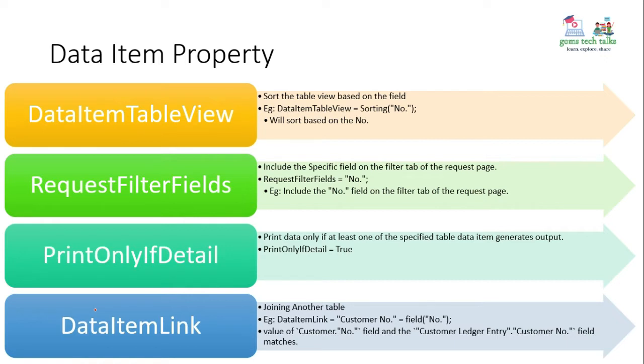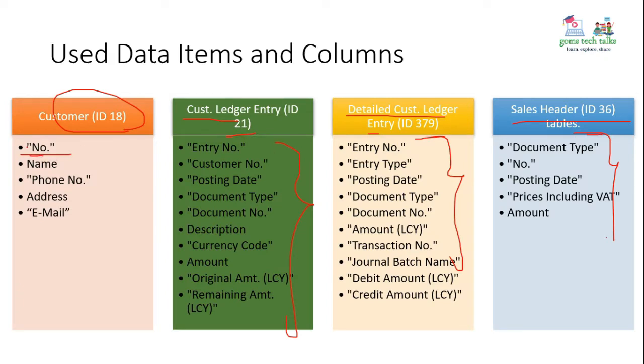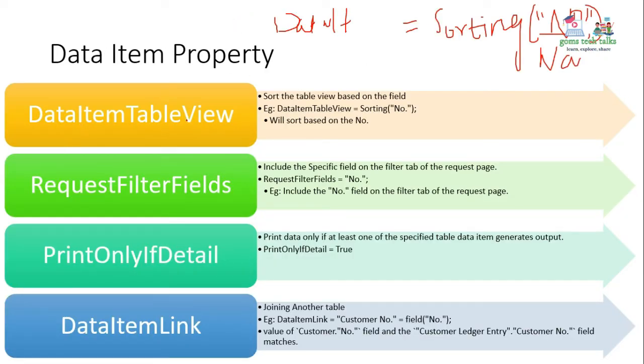Okay, so in the data item property, we are going to use these properties, which is data item table view. The data item table view is to sort the table view based on the field. If you have given, for example, data item table view equal to, you have to give sorting. Sorting is the method name, and inside that you have to specify on what column you are going to sort it. You're going to sort it based on the number, or you're going to sort it based on the name. So here, as I told, we are going to get the number, so I'm going to sort it based on the number.